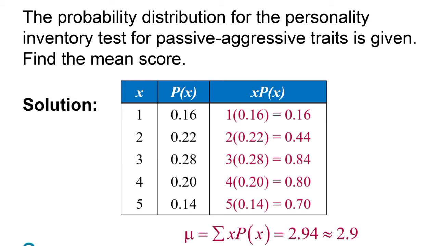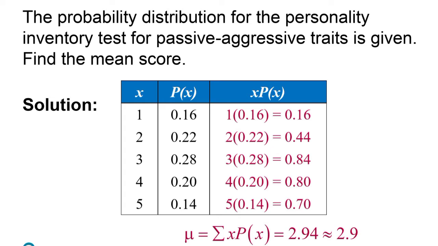Consider the discrete probability distribution for the personality inventory test. Find the mean score. Observe the third column. In order to solve for the mean, you must multiply the value of x by its corresponding probability. So 1 times 0.16 equals 0.16. 2 times 0.22 equals 0.44. 3 times 0.28 equals 0.84. 4 times 0.20 equals 0.80. And 5 times 0.14 equals 0.70.